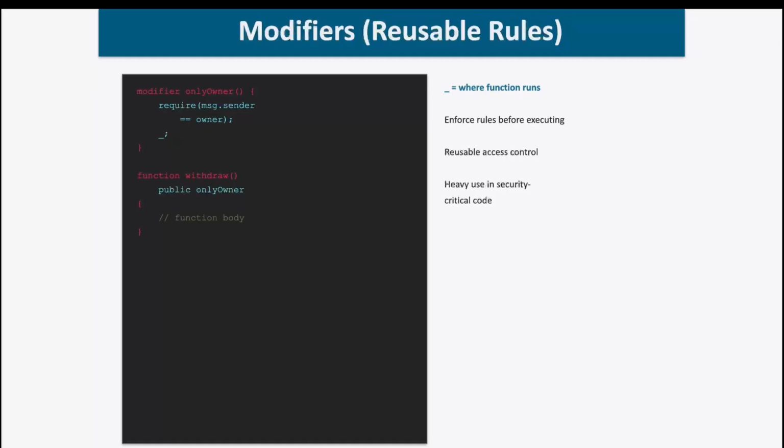Modifiers eliminate code duplication. If 10 functions need onlyOwner checks, you write the check once in a modifier and reuse it. More importantly, modifiers are used for security critical logic. Access control, pausable mechanisms, rate limiting, these use modifiers. They are a fundamental security tool in smart contract development.